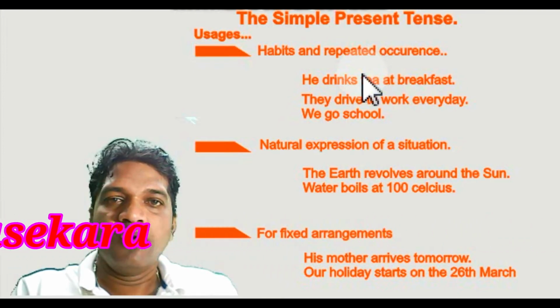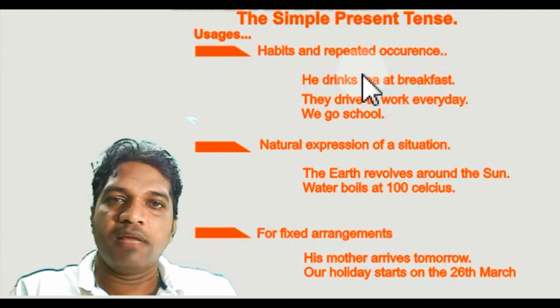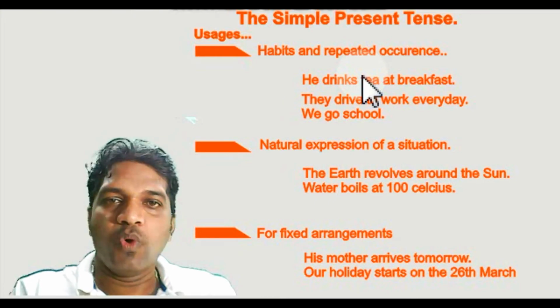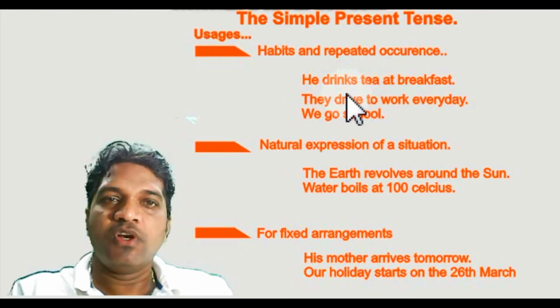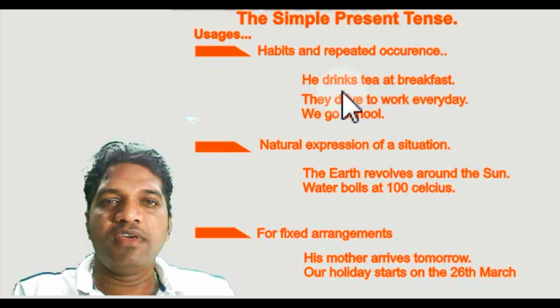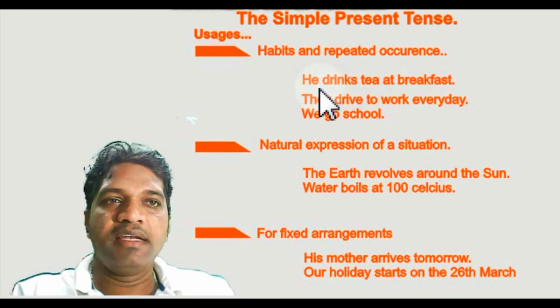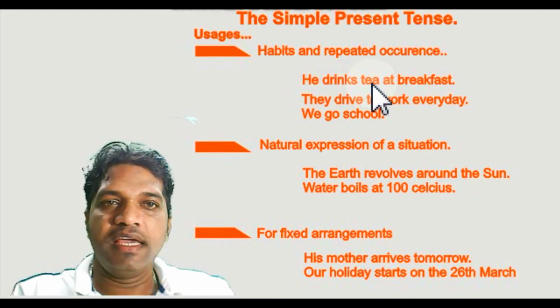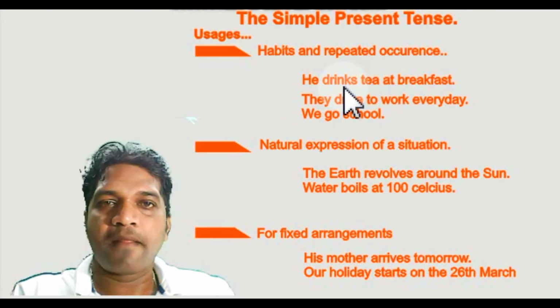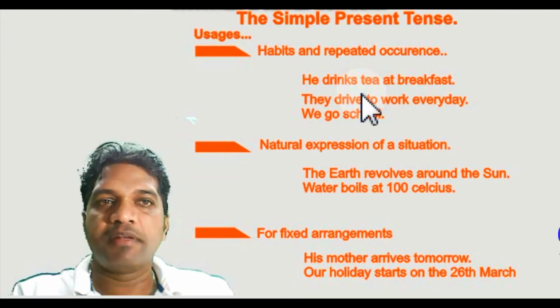Again I'll tell you, if we want to tell about our habits or our repeated actions, we use the simple present tense. Look at this example. He drinks tea at breakfast. Here, he drinks tea. That is one of his habits. With breakfast, he takes a tea. So that's one of his habits. To tell such habits, we use the simple present tense.